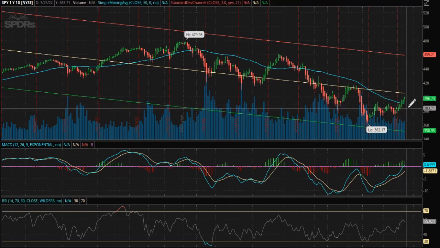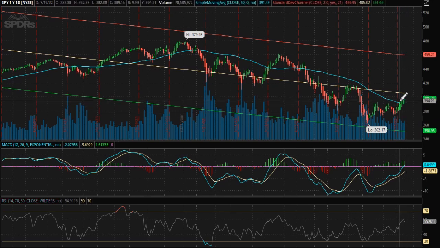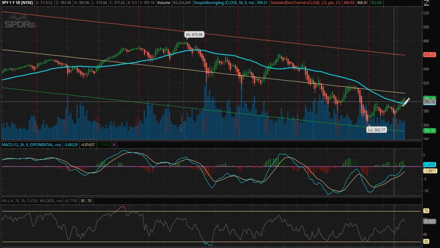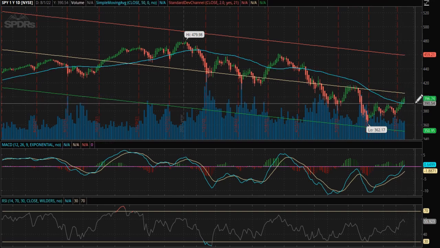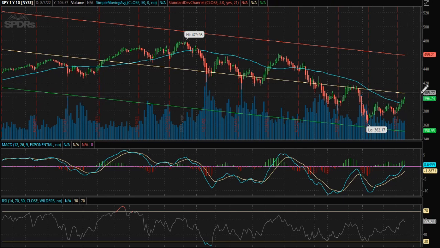However, we are above this 50 moving average, so this is a key support level. We'll see if we break down. I assume we're going to at least retest this 50, and we'll see which way this breaks here.